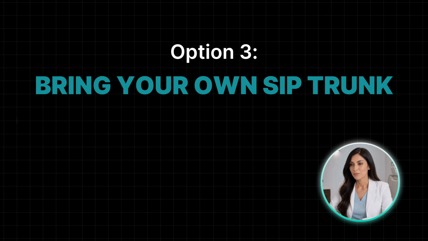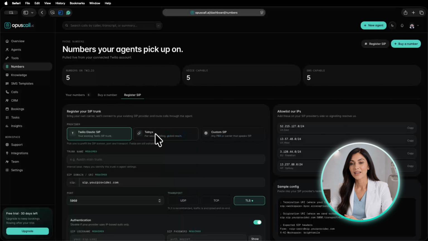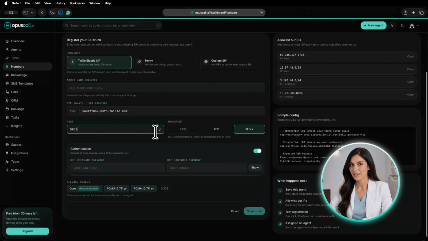Option 3. Bring your own SIP trunk. This one's for advanced setups. Skip it if you're not technical. Click Register SIP, pick your provider: Twilio Elastic SIP, Telnyx, or Custom, and fill in your trunk details. SIP domain, port, transport, and authentication.